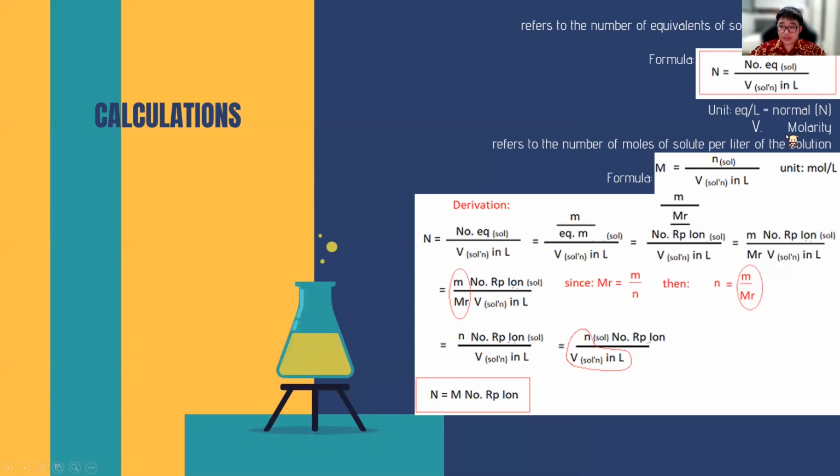And last but not least, we have the molarity. The molarity refers to the number of moles of solute per liter of solution. The formula for the molarity M is equal to the number of moles, n, over the volume of the solution in liters. The unit is mole per liter. For the derivation, the normality equals number of equivalents over volume, from which we get the normality equals molarity times the number of replaceable ions.